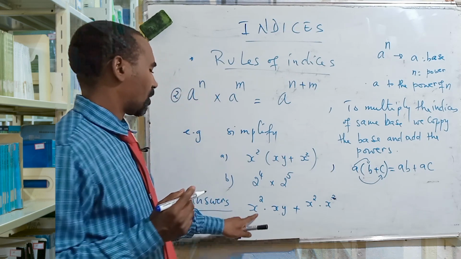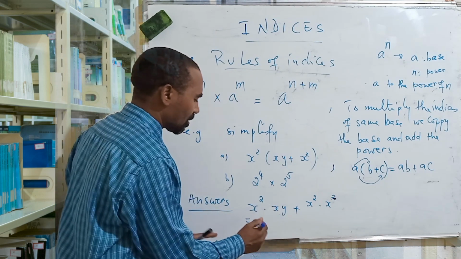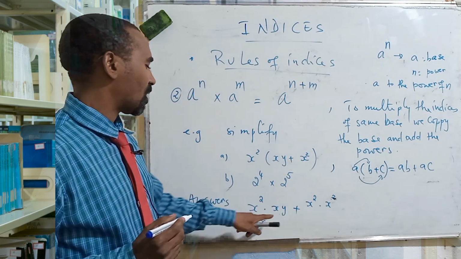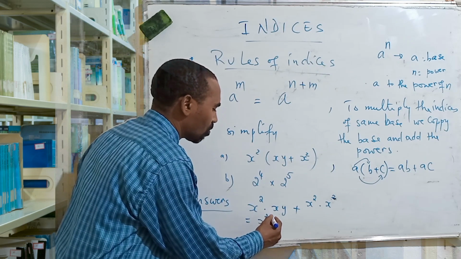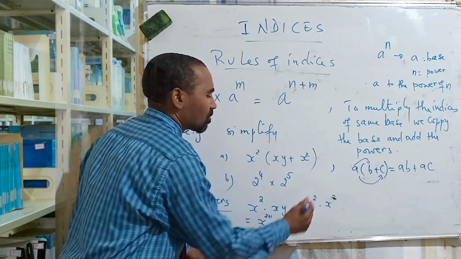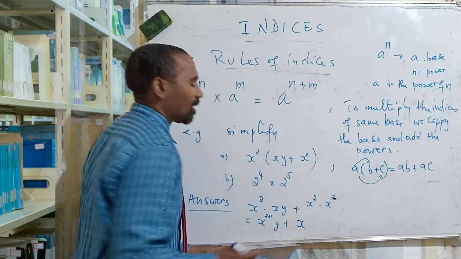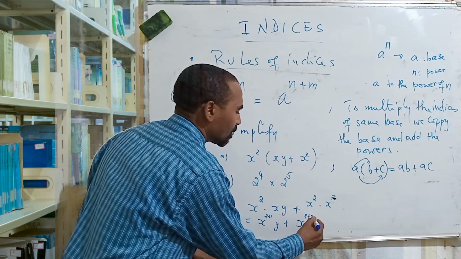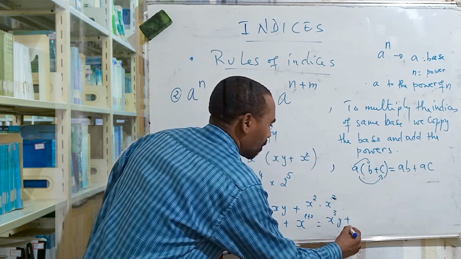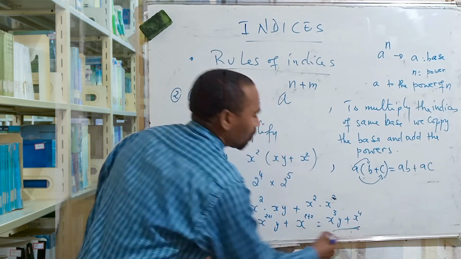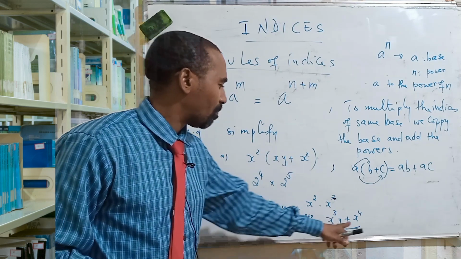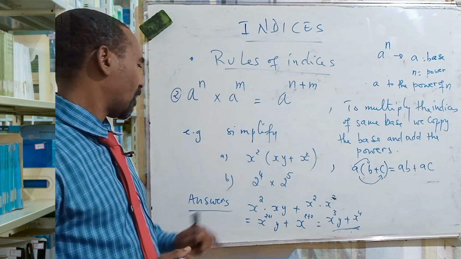Here, x will multiply x. As they are the same base, I will copy x. Then, if you write x, it is x power 1. This will be 2 plus 1. Then I copy y. Plus x squared times x squared. I'll copy the base because they are the same base x. Then I add the powers. The final answer will be x cubed y plus x power 4. You see, to multiply here, I used this property: same base, I copy the base and I add the powers.